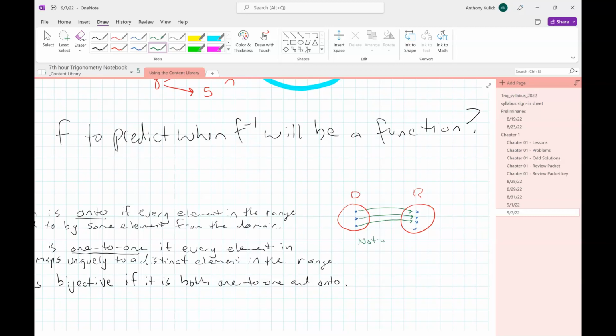So this is an example of something that's not onto because one of the ranges isn't used. If all the ranges are used, it's onto. How many times can the ranges be used? As many times as you want to. As long as all of them get used, that thing would be considered onto.